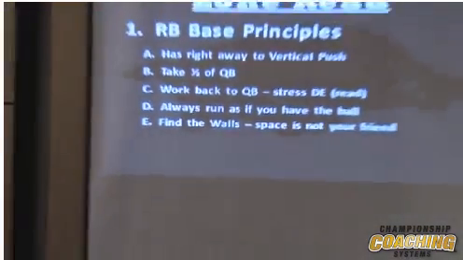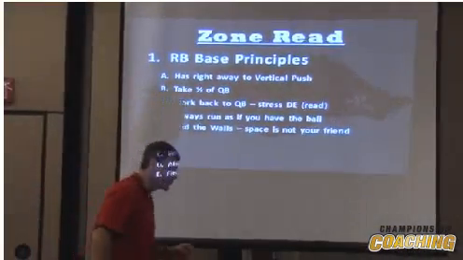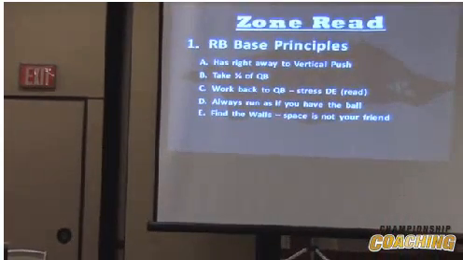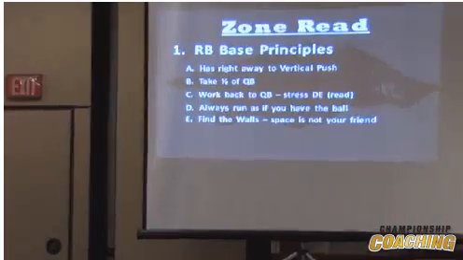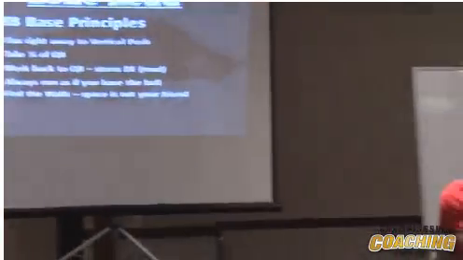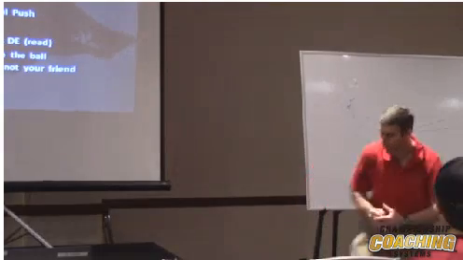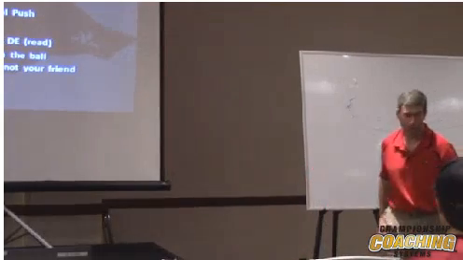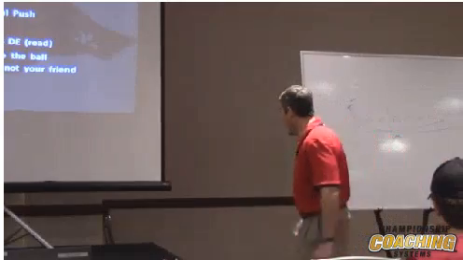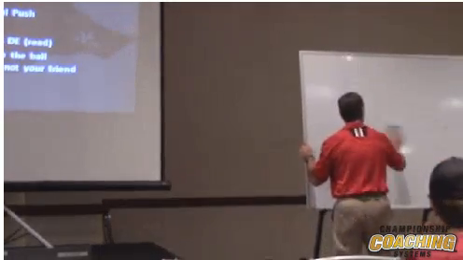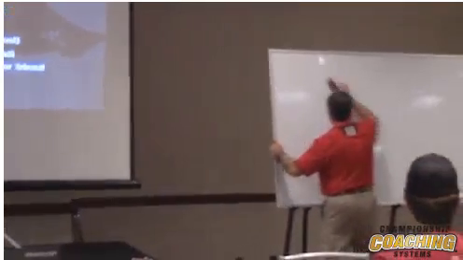Okay, here are the base principles. The running back has the right of way to vertical push. What we're saying there is that the running back is behind the quarterback. When he takes his lead step, he is putting that second step right in the quarterback's crotch. It is the quarterback's responsibility to clear out of the way. And he has a window.